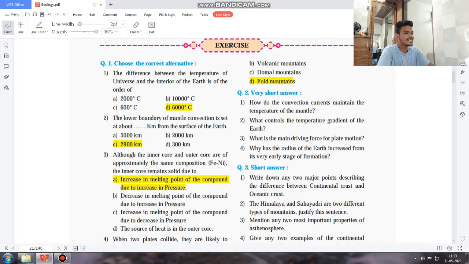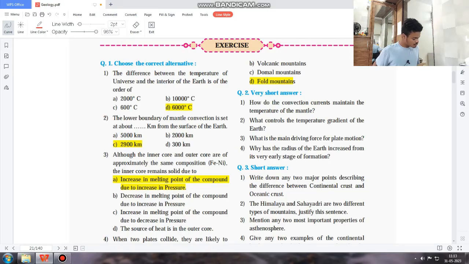How do convection currents maintain the temperature of the mantle? By silicate compounds. A very short answer, so just in one word you can answer it. What controls the temperature gradient of the earth? Altitude. What is the main driving force for plate motion? Convection current.